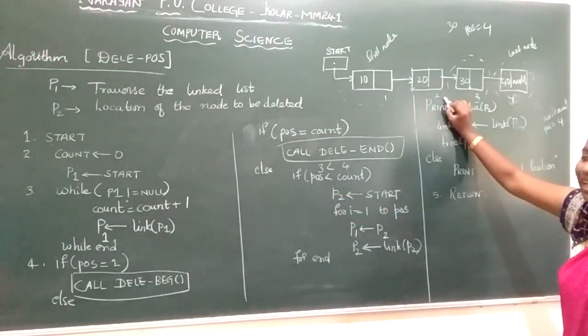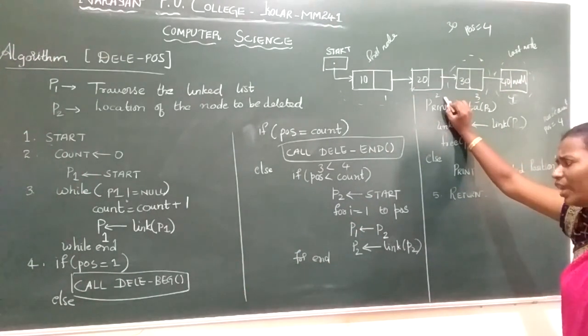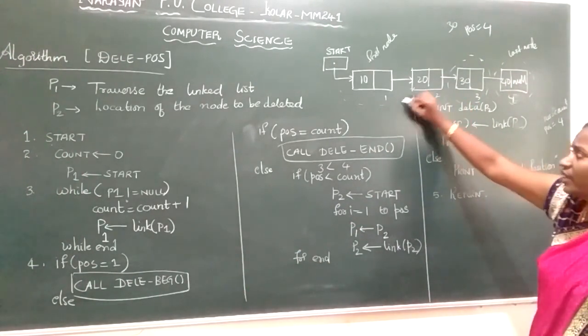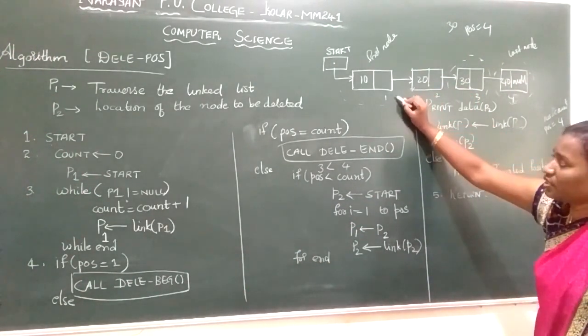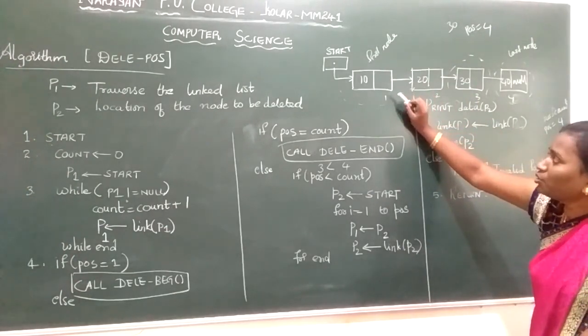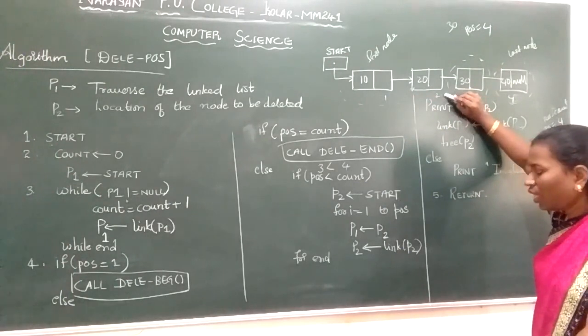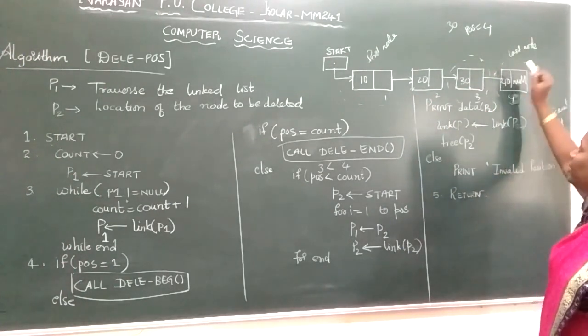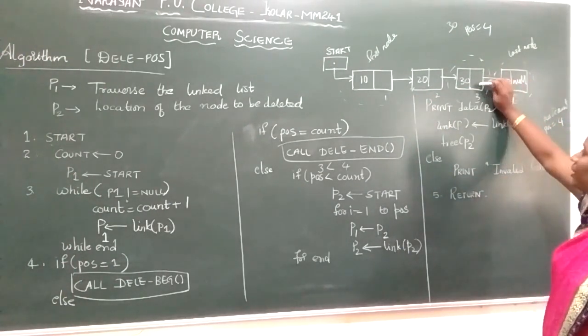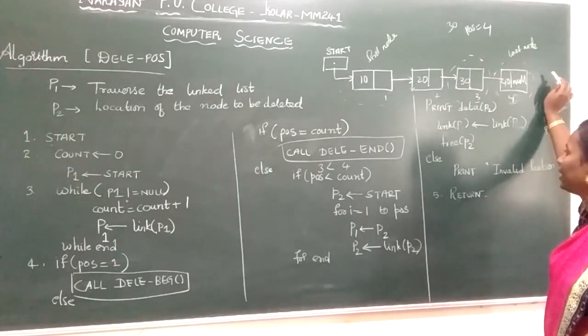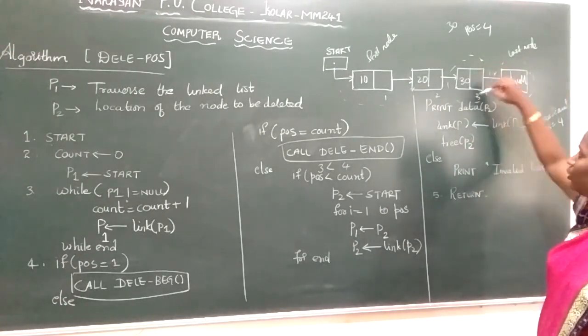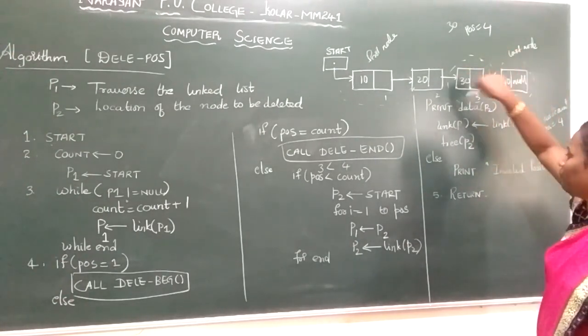Now see here, I am taking 20. In the for loop, from the beginning, this is position 1. Here we have 10, that is not the element to be deleted. We have position 2, that is not the element to be deleted. Here we have position 3. This is exactly where we want to delete the element. So we will free that P2.